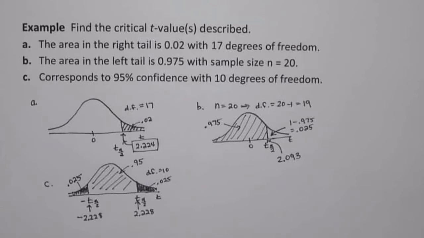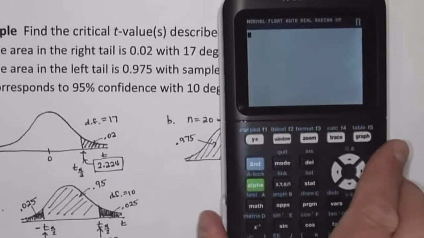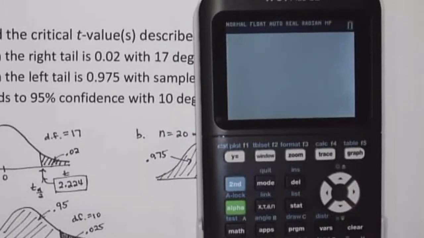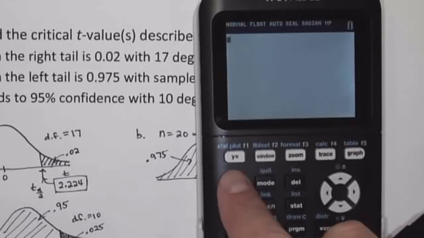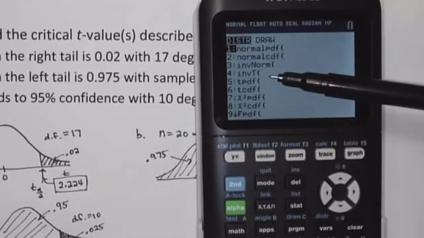So we can also find these critical values using our calculator. Maybe. It depends on the model and age of your TI calculator. So the way you will know is this. If you go to the distributions button, so second distributions, on my calculator, number 4 says inverse t. If you have this capability on your calculator, that should be where it is.